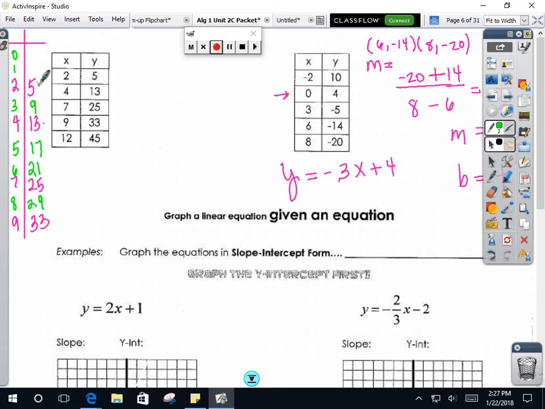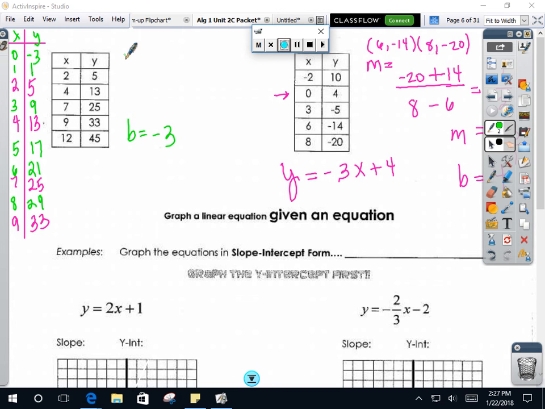So if we go opposite and go down 4, this would be a 1 and this would be a negative 3. So that lets us know right away that our y-intercept is negative 3. Now let's find our slope by picking 2 points. Which 2 do you want to use?